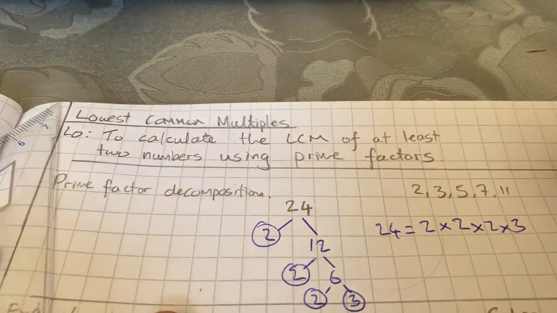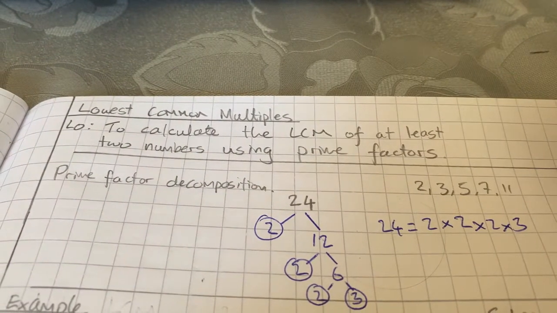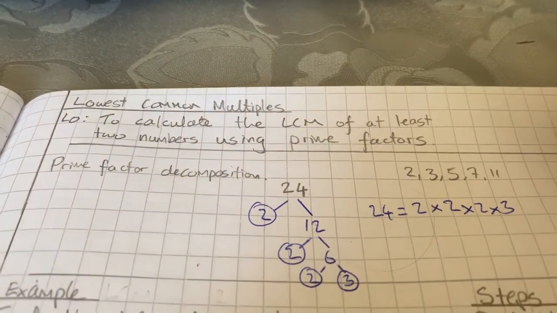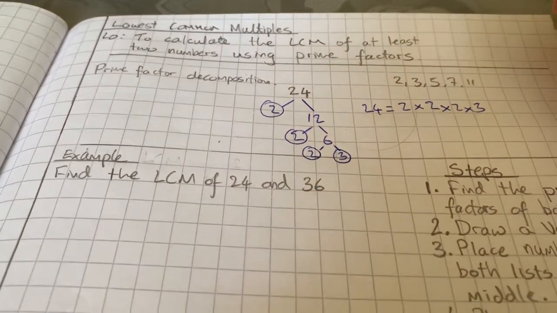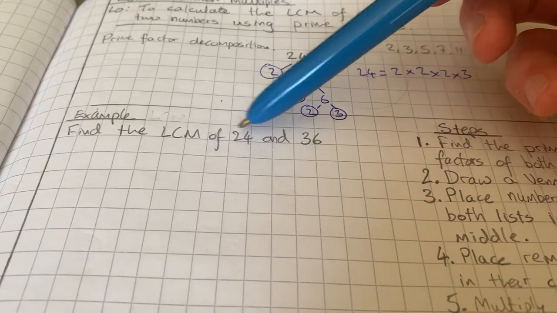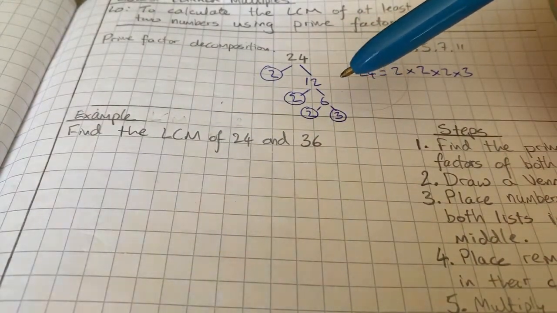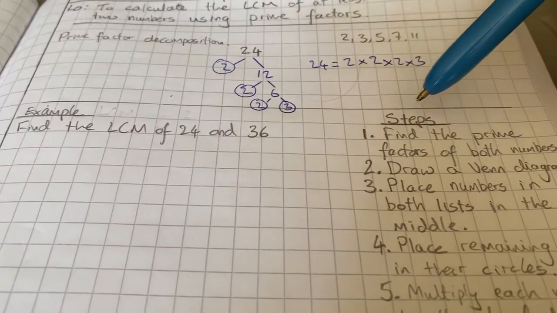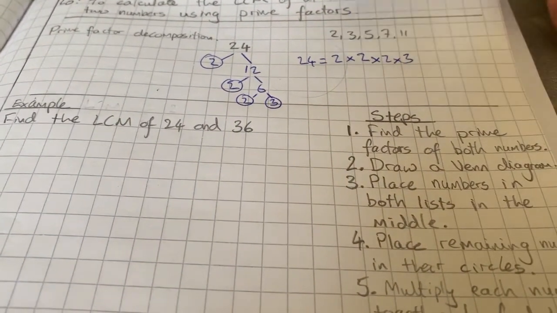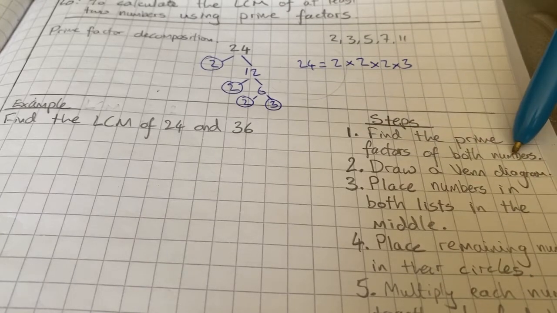So you need to know how to do this to be able to calculate the lowest common multiple with this method. All right, so I'm going to go to an example of doing this now. Find the lowest common multiple of 24 and 36. I've got my steps here of how to do it, and the first step says find the prime factors of both numbers.